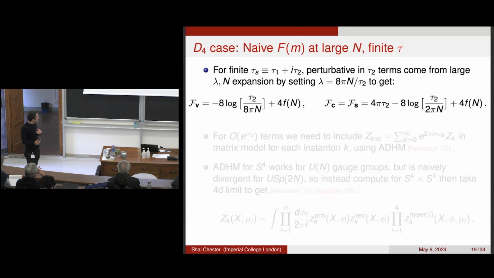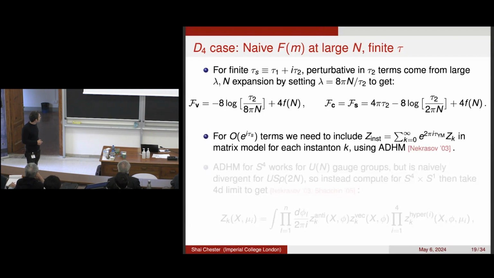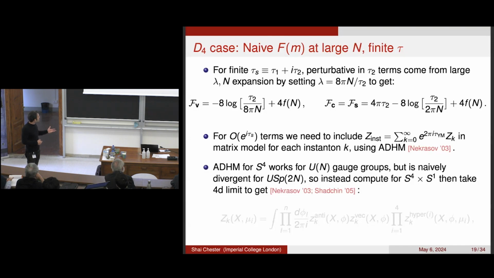And so the whole challenge now is to compute the instanton contributions, because that's what we need to get finite tau. For that, we need to consider this Z instanton contribution to the matrix model, which can be written in terms of instanton sectors k. Now, unfortunately, this Z instanton is not actually known in full form, despite what the literature says. In general, it's very complicated to compute the Z instanton.